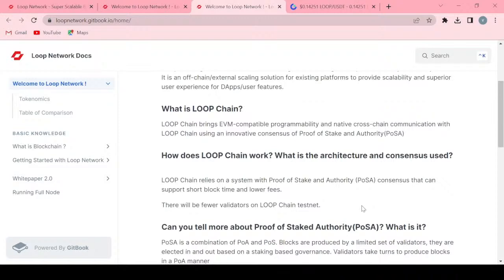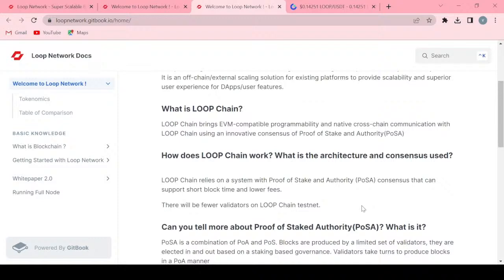This is the architecture and consensus used in Loop Chain. Loop Chain relies on a system with a proof of stake and authority consensus that can support short block times and lower fees.